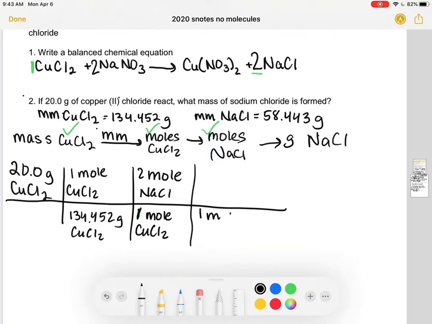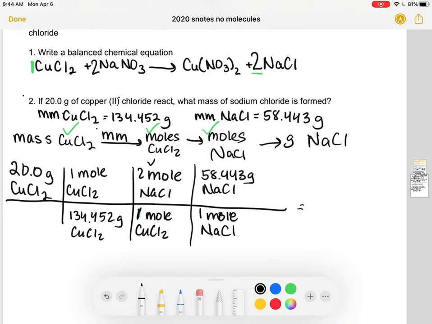Okay, so now I can go to grams of NaCl. For every 1 mole of NaCl, I get 58.443 grams of NaCl. Let's put this fun thing into our calculator. 20.0 divided by 134.452. Nope, I did not put my point in there. 134.452. Okay, times 2 because this 2 moles of NaCl is on the top. Okay, then times 58.443.